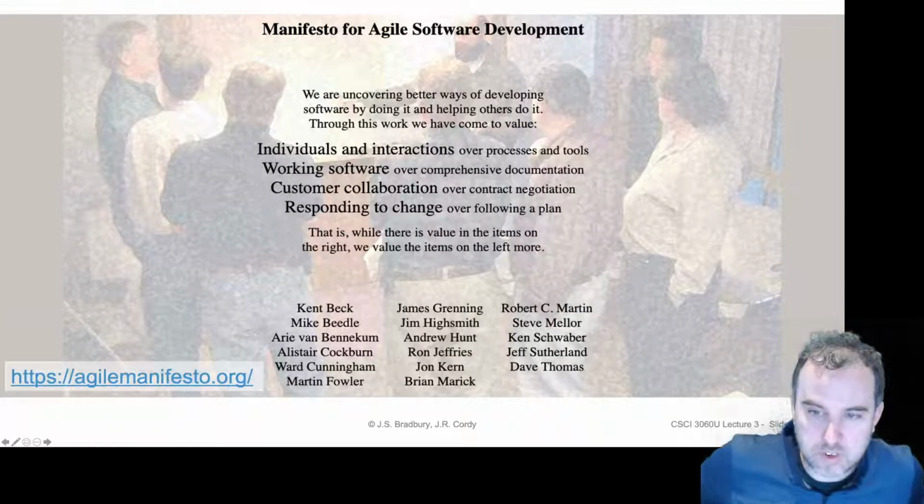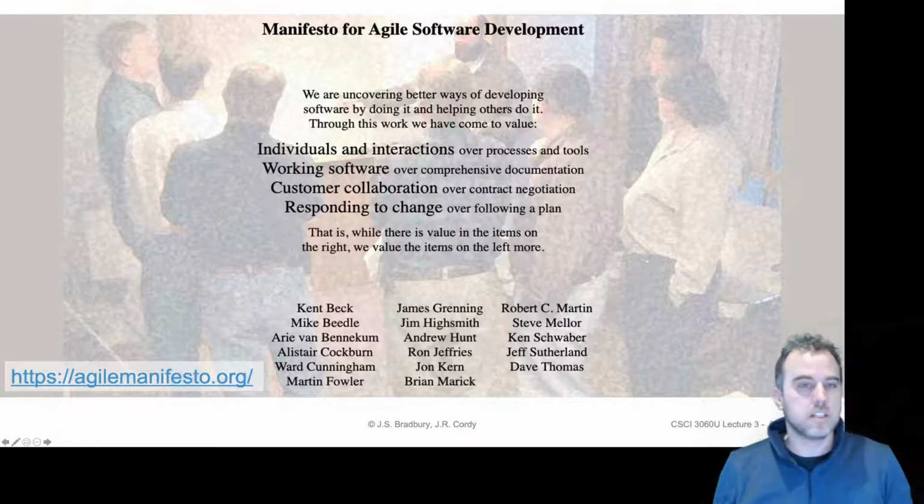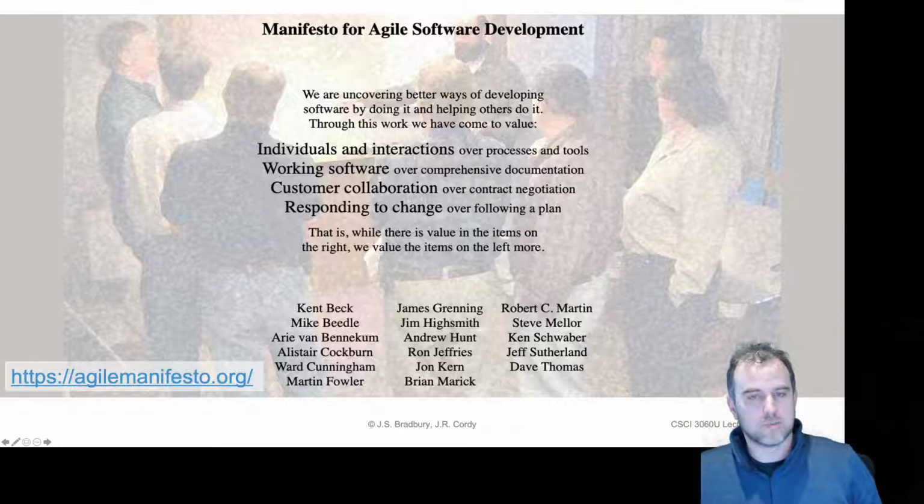Welcome to the third lecture on software quality assurance. Today we're going to continue our discussion about the relationship between software process and software quality, but we're going to switch gears a little bit.